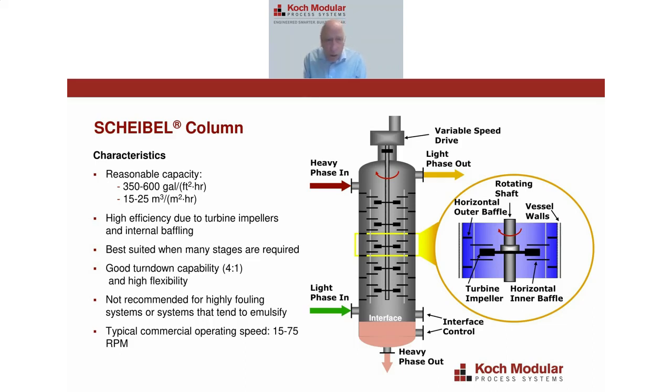We don't strongly recommend it for highly fouling systems or systems that tend to emulsify, and that's because we have a different design, a Karr column, which I'll show you in a minute, which is better for those particular applications. And then you can see here that really these are not high-speed devices. So the 15 to 75 is a pretty good operating range for most of the Scheible columns that we have produced commercially.